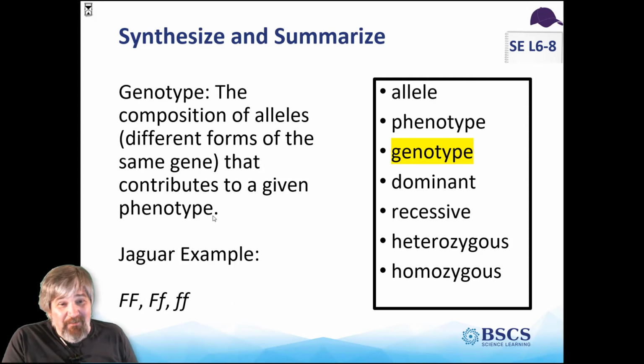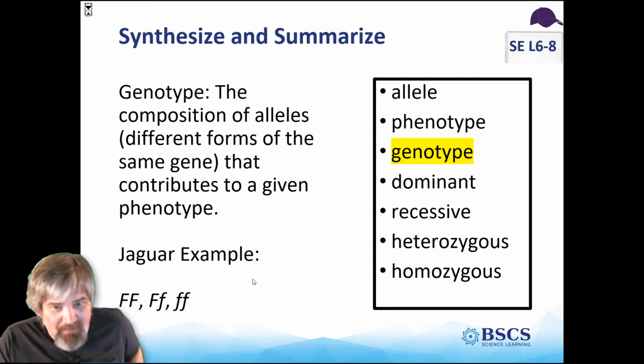So here in this example, the options for genotype include big F, big F; big F, little f; and little f, little f. Well, I don't want to give that away yet. So here we go.